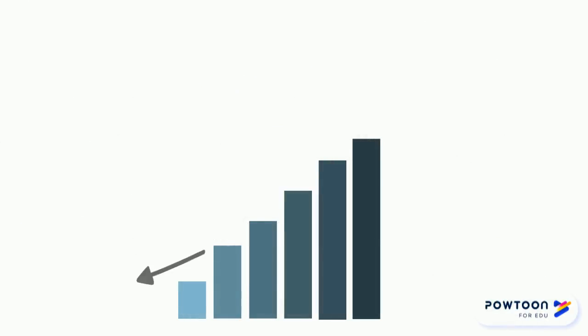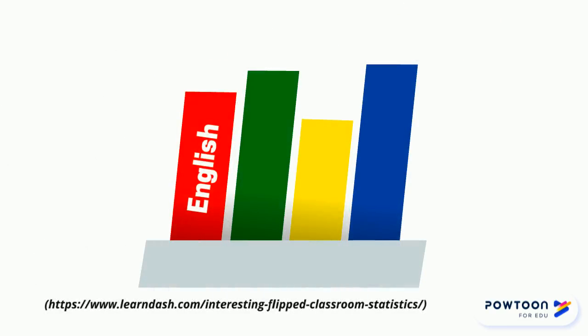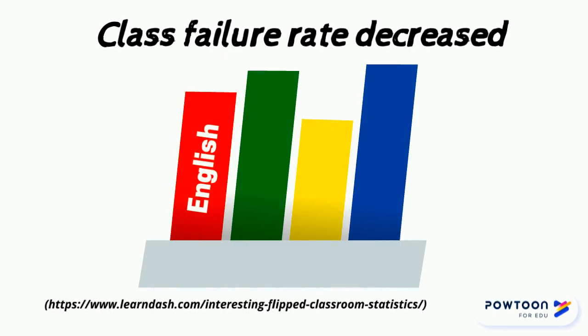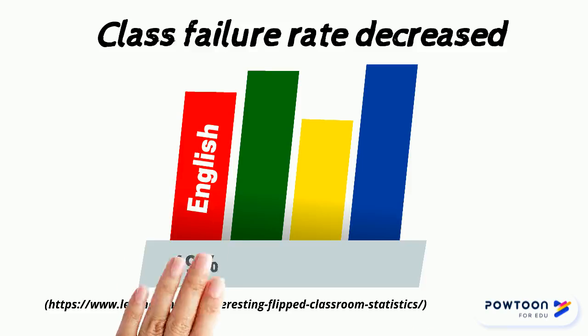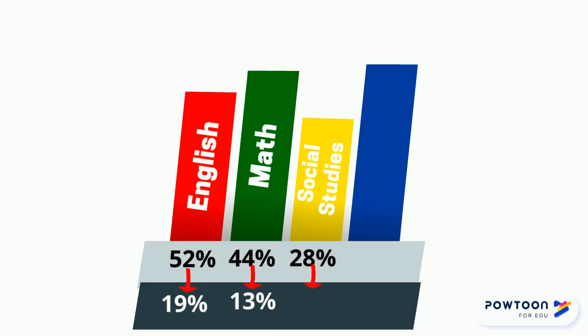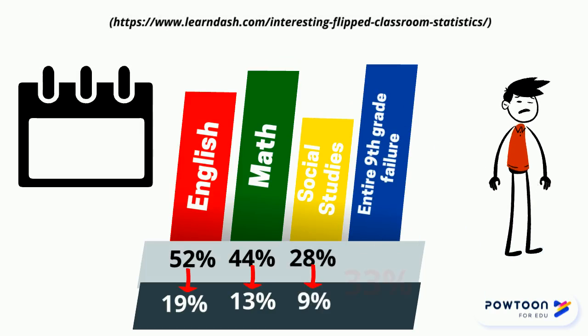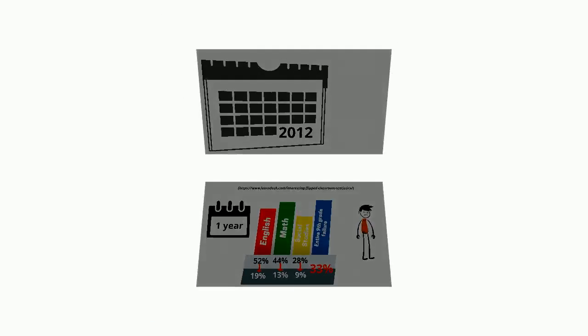So let's share some statistics with you, and these are internet-based. English class failure rate decreased from 52% to 19%. Maths class failure rate decreased from 44% to 13%. Social studies failures decreased from 28% to 9%. And the entire 9th grade failure rate went down 33% in 1 year.